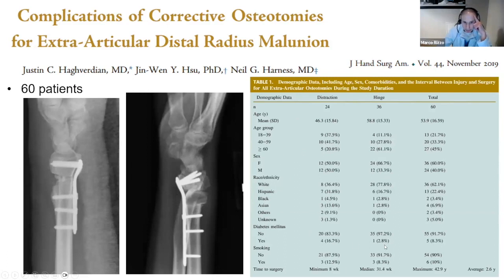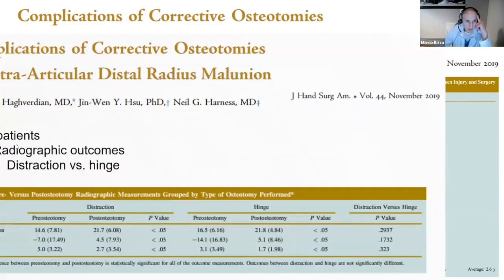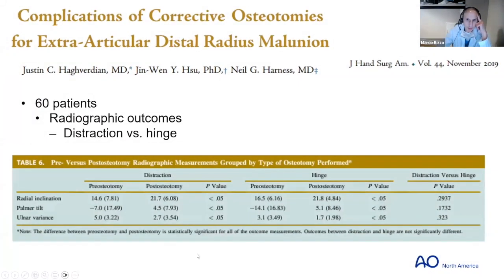There was about 4% smokers in the distraction group, 1% in the hinge group. And smokers were 3 and 3 in each group, and diabetes was 4 and 1 in each group, respectively. It's a really well done article. They looked at a variety of different parameters. They compared the overall radiographic parameters, which improved statistically from pre-osteotomy in both groups, but really didn't have a difference between each other with regard to both groups.